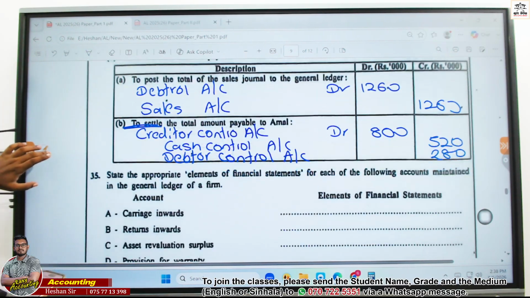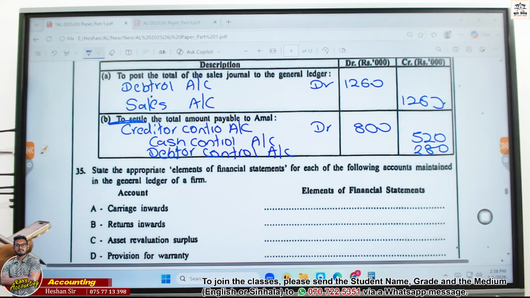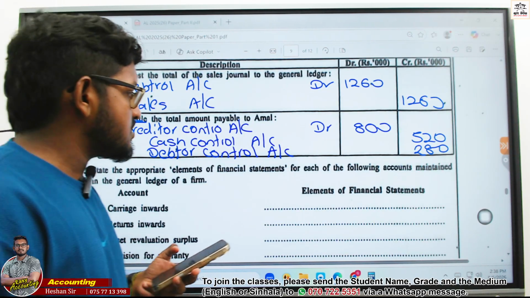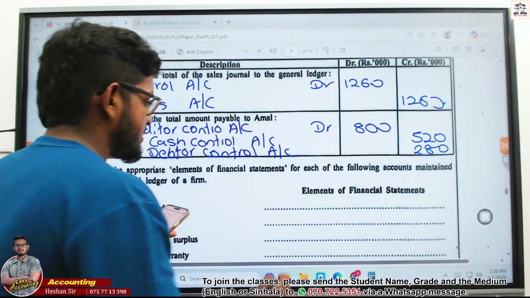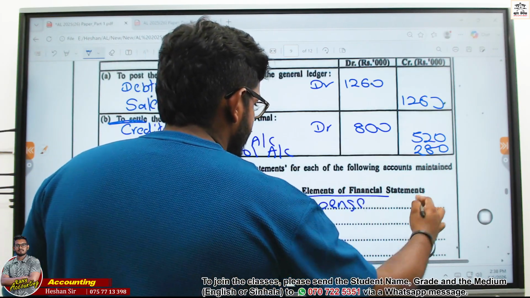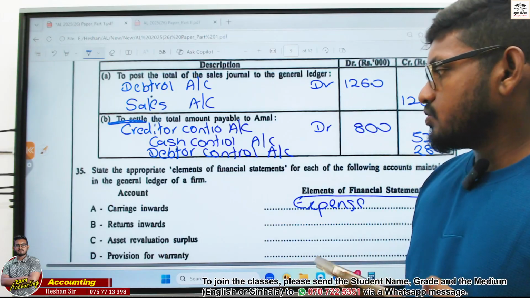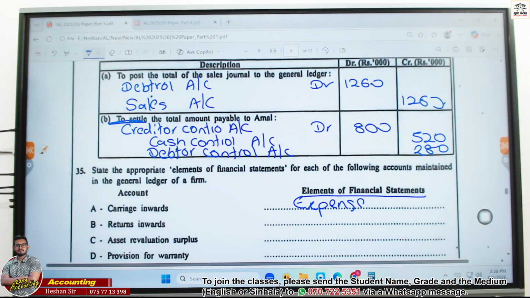Then you can see the next one. State the appropriate element of financial statements for each of the following accounts in the general ledger of the firm. Elements of accounting: asset, liability, equity, income, expense. Carriage inward is an expense. Remember, these are the elements of the financial statements, right? Element means asset, liability, equity, income, expense.